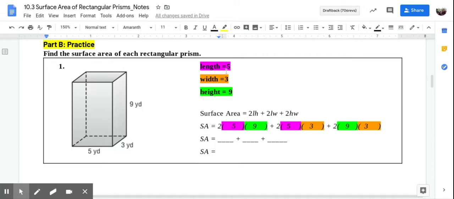I have your length, width, and height labeled, and I've color coded this to make it a little bit easier, okay? So my length is 5, my width is 3, and my height is 9. I'm finding the surface area.